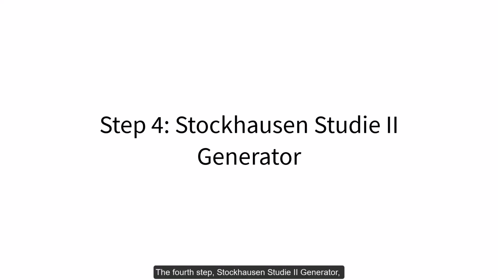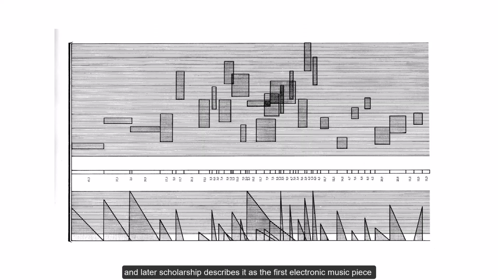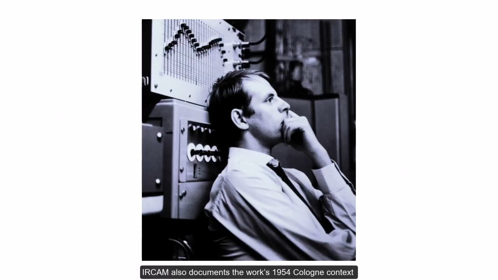The fourth step, Stockhausen Study 2 generator, situates the project inside the canon of early electronische Musik. Stockhausen's Study 2 was composed in 1954 for the Cologne Electronic Studio, and later scholarship describes it as the first electronic music piece to be published as a realization score. Earcam also documents the work's 1954 Cologne context and its central place in early electronic music history.